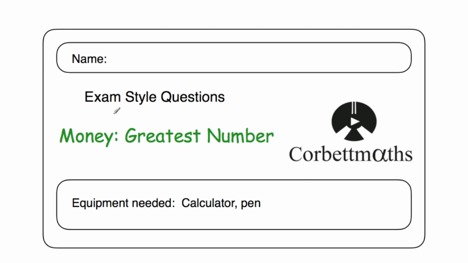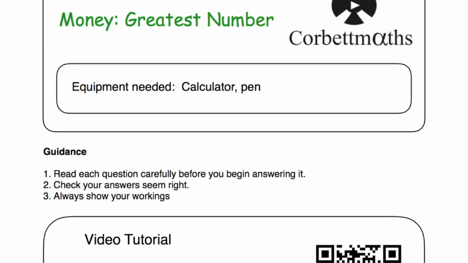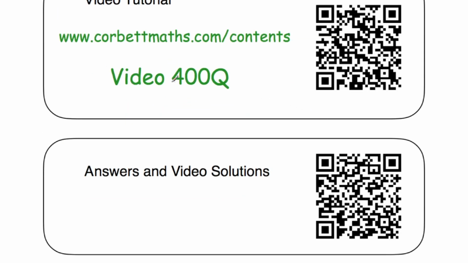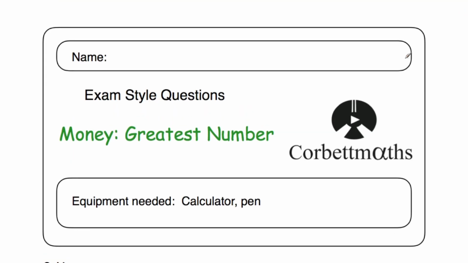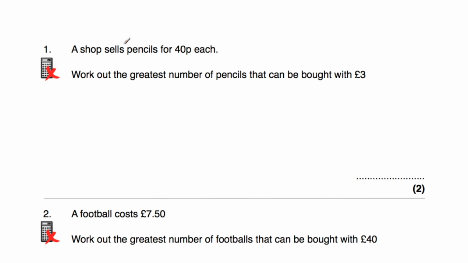In this video, we're going to look at the video solutions to the money greatest number practice questions. If you need any extra help on tackling those greatest number questions, go down to video number 400Q on corbettmaths.com/contents. There's a video tutorial there on finding the greatest number of an item you can buy for a certain amount of money. But in this video, we're going to look at the video solutions to the practice questions, so let's get started.